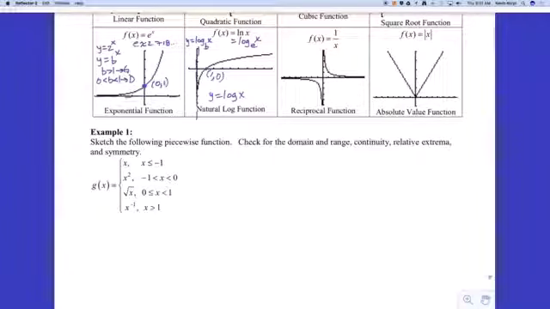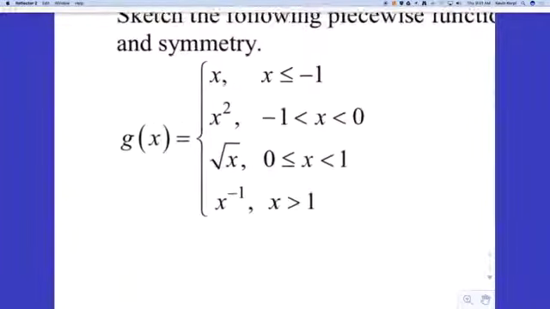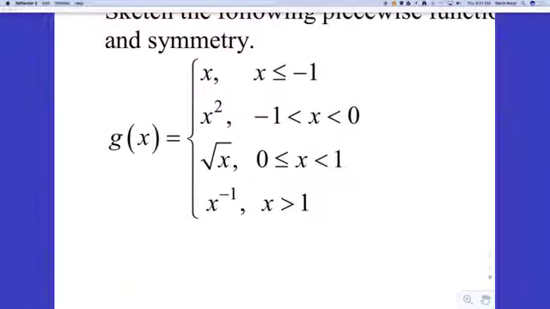All right, so example 1. Here's a chance to try out some of the new skills we have combined with kind of an old skill from earlier in the year. Sketch the following piecewise function. Check for domain and range, continuity, relative extrema, symmetry, all that good stuff we learned in the previous section. All right, so this is like a 4-headed beast, right? Piecewise function. 4 different pieces. What's the first thing that you would do if you were tasked with sketching a piecewise function like this?